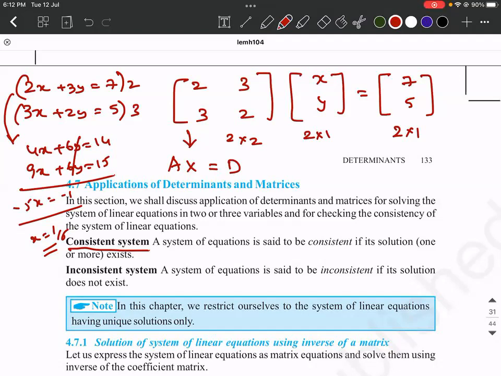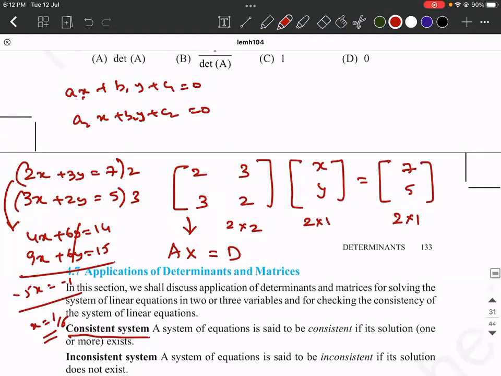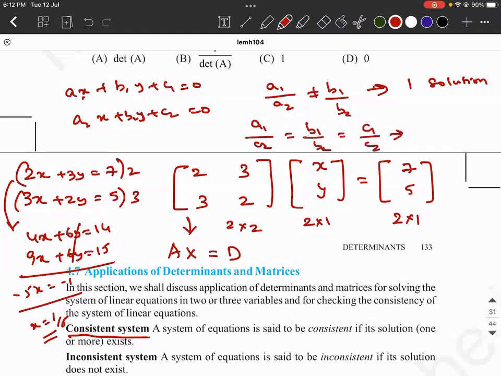So if you recollect the concept from your 10th standard, if I have linear equations like a1x + b1y + c1 = 0 and a2x + b2y + c2 = 0, what is the condition for them to be consistent? a1/a2 is not equal to b1/b2. If you have this kind of condition, you say the system of equations has one solution. If a1/a2 = b1/b2 = c1/c2, you say it has infinite solutions because they both represent the same line.